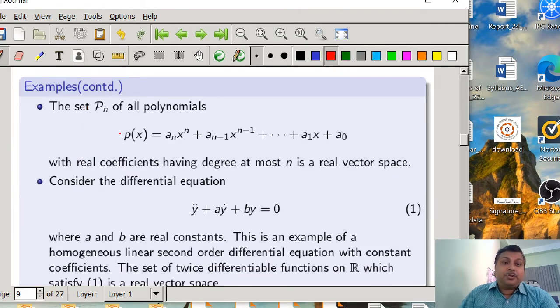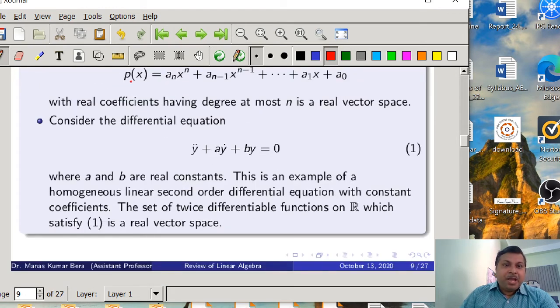You see that this is also a vector space: the set Pn of all polynomials with real coefficients having degree at most n is a real vector space. So this is a polynomial of x whose degree is n. It can also be shown that this generalized representation of the polynomial is closed under addition as well as scalar multiplication. So the set Pn of all polynomials will qualify as a vector space.